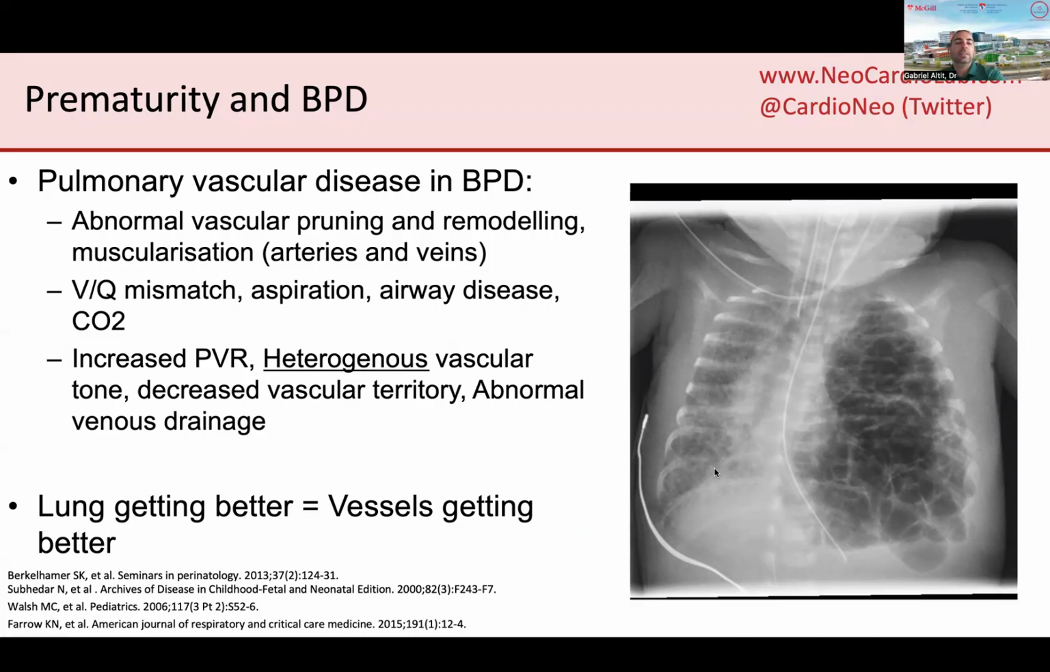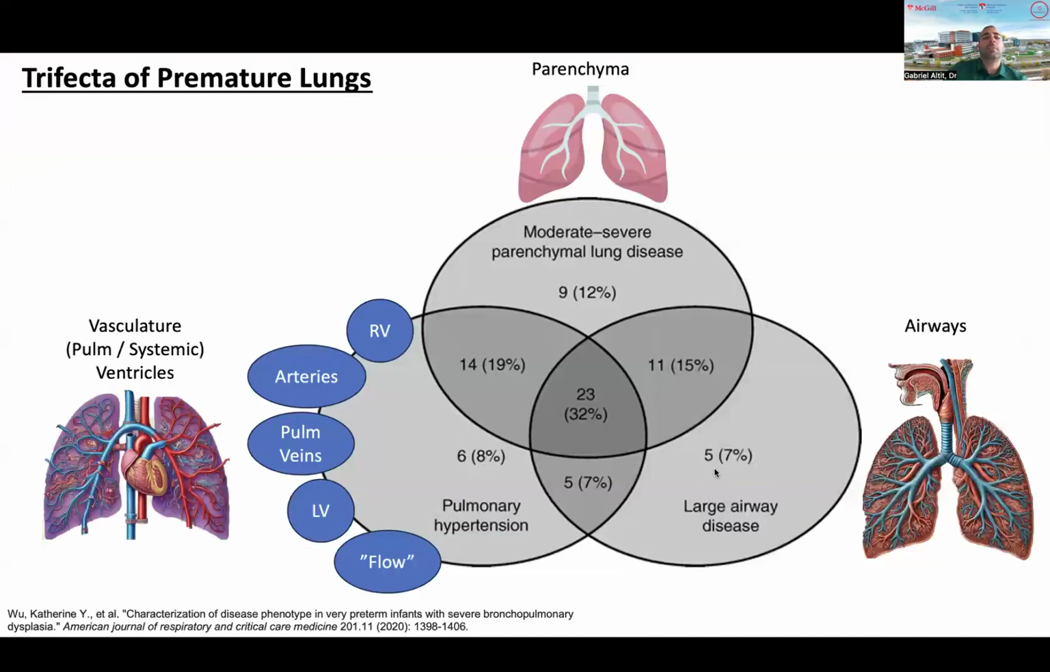But the good news is that these patients tend to get better as the lungs are getting better. So the idea is to protect these lungs and make sure that they are growing appropriately with the least amount of injuries, including the parenchyma, the airways, or the vasculature. And so we often talk about the trifecta of premature lungs, which impacts airway, parenchyma, and vasculature.